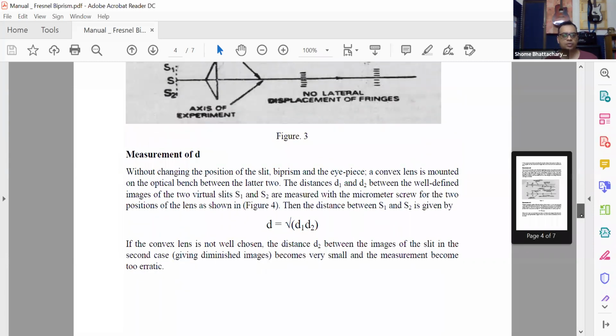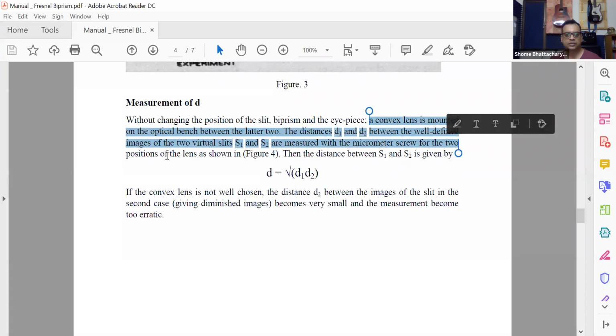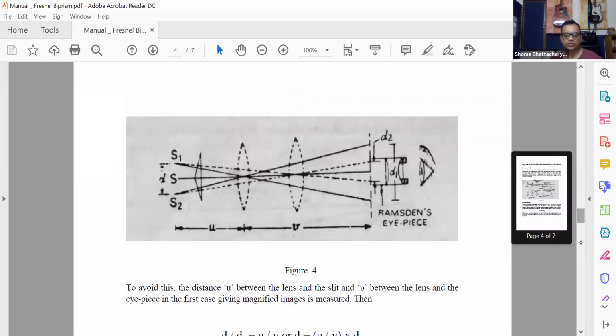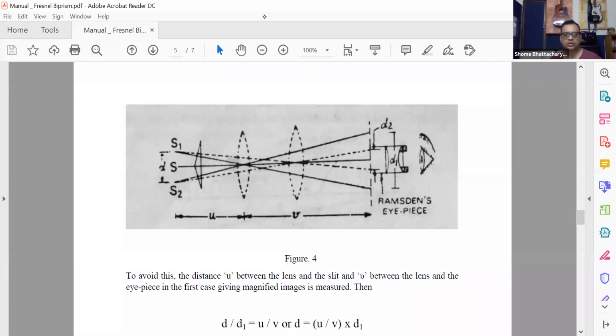Now let's come to the measurement of small d. In the original experiment, small d doesn't come from that formula of 2a times (mu minus 1) times alpha. It comes from actual measurement. So what we do is, without changing the position of the slit, the biprism and the eyepiece, a convex lens is mounted on the optical bench. I'll show you the diagram also. And the distances d1 and d2 of the two well-defined images of the two slits are measured with a micrometer screw. So what we do here is this: you keep the slit in its place.